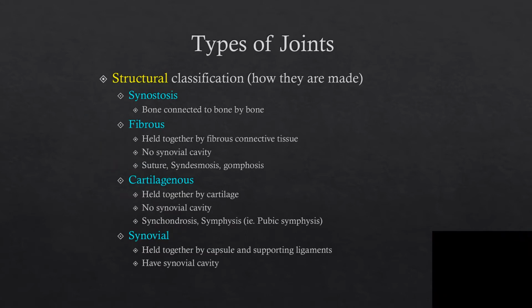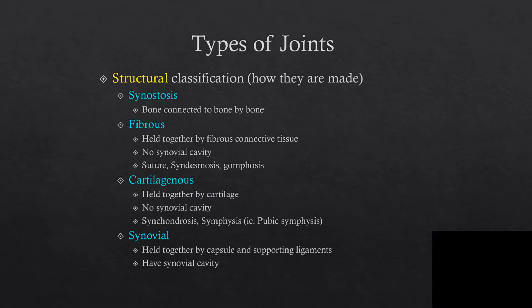We could also talk about joints in regards to how they're structured, how they're put together, what really makes that joint up. The first type of joint we have is called a synostosis. This is where bone is connected to bone. Ostos means bone, so synostosis means together of bone. So bone is connected to bone, and that's called a synostosis.